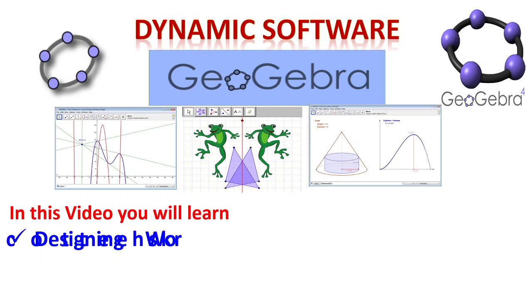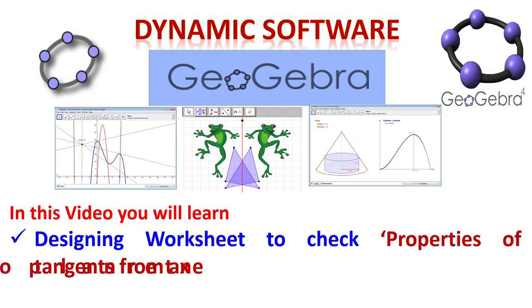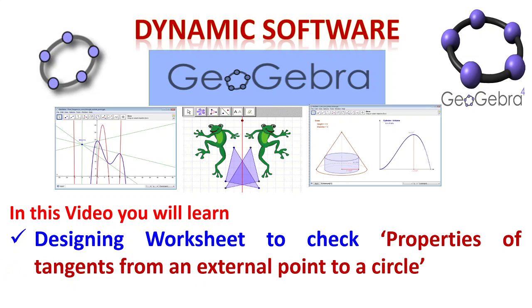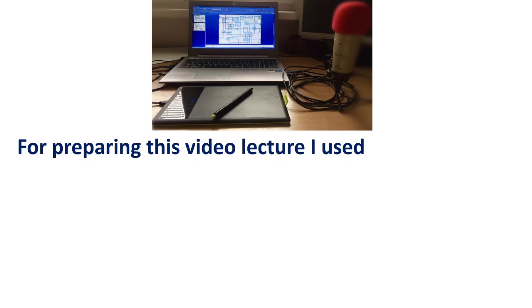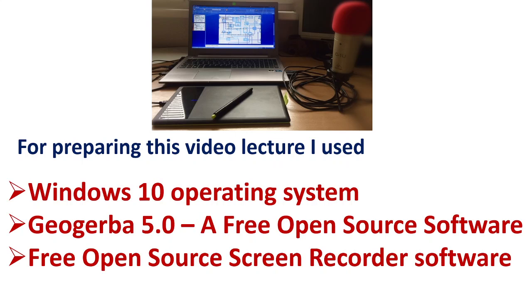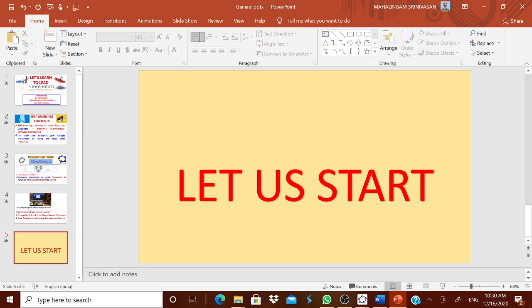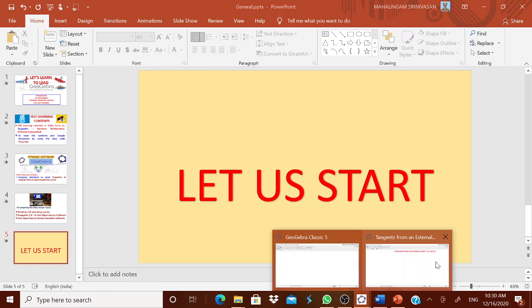In this video, you will learn designing a worksheet to check properties of tangents from an external point to a circle. For preparing this video lecture, I used the Windows 10 operating system, a licensed version, GeoGebra 5.0, a free open source software, and free open source screen recorder software. Let us start. Let me show you what type of worksheet we will be designing.